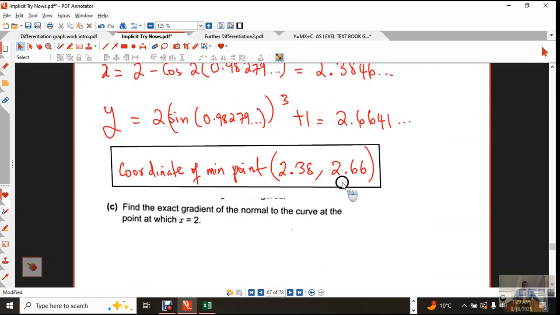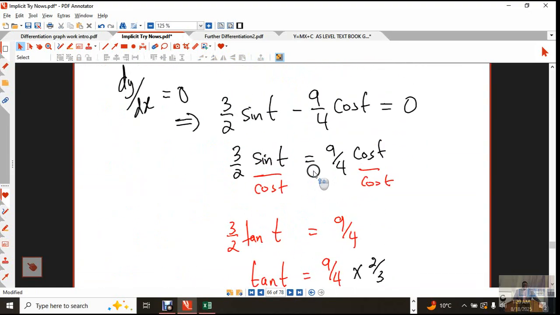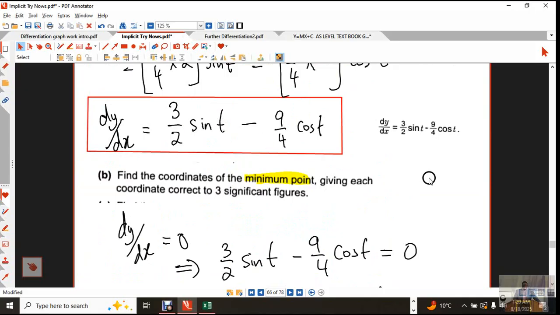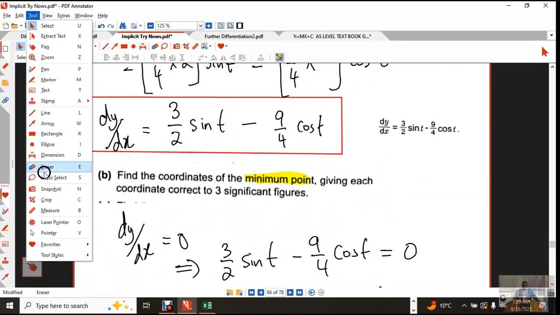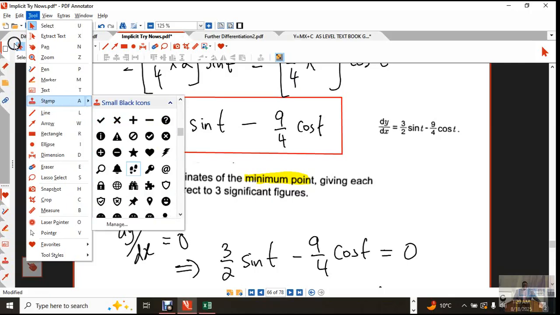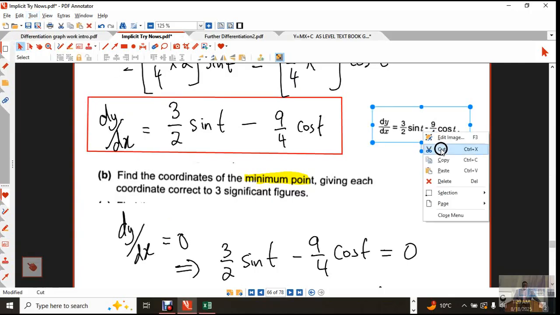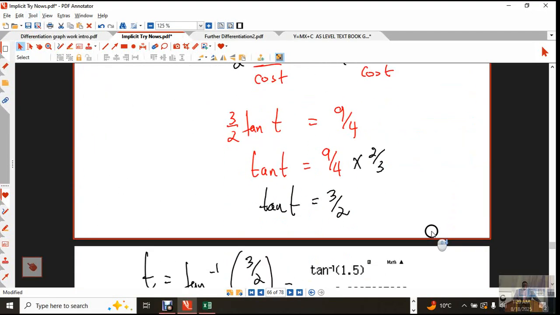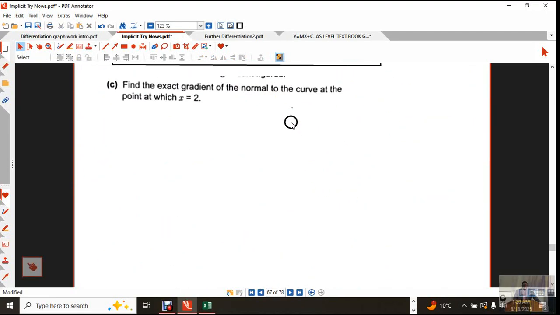Find the exact gradient. What was our gradient function? Well, our gradient was, you can just as well bring it. I'm going to bring it all the way over here. They say we find our gradient function when x is equal to 2. So when x is equal to 2, this is not really what I'm looking for. Find the exact gradient of the normal to the curve.